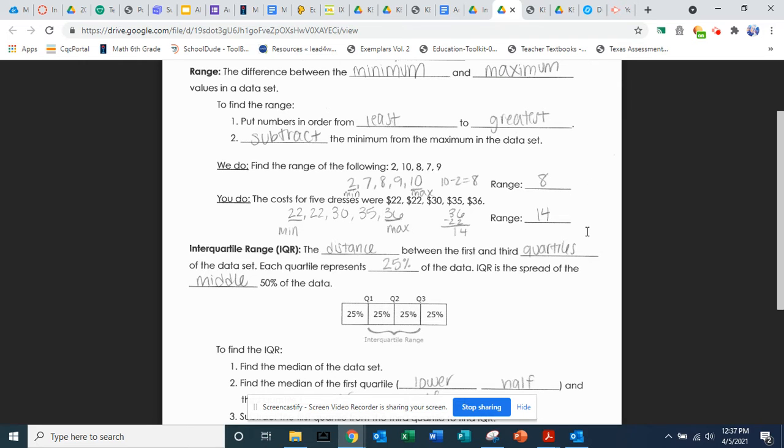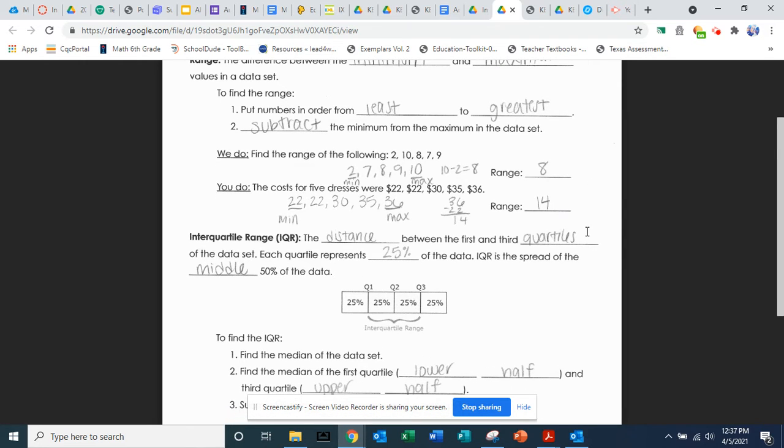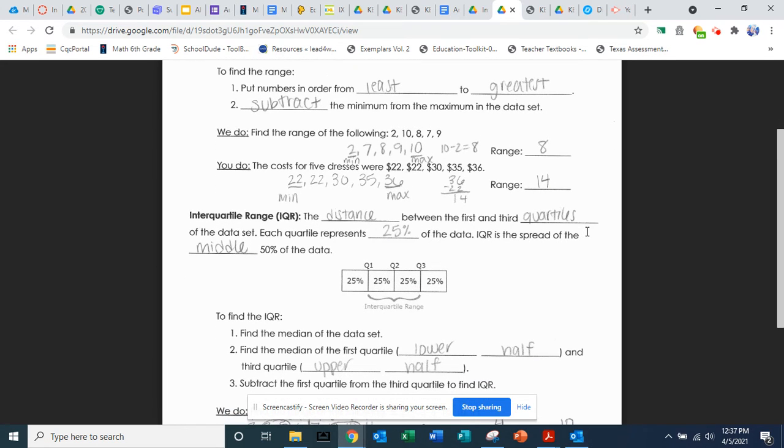Then you guys can work on the second example, but it works exactly the same. Least to greatest, your maximum is 36, your minimum is 22, and that equals 14.